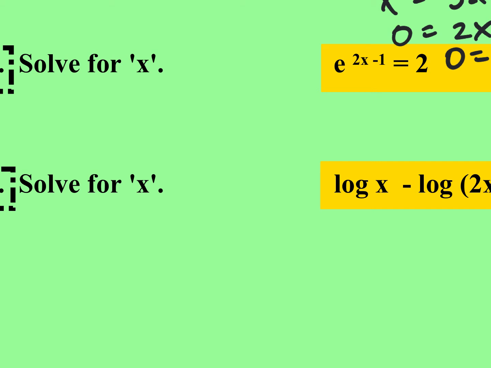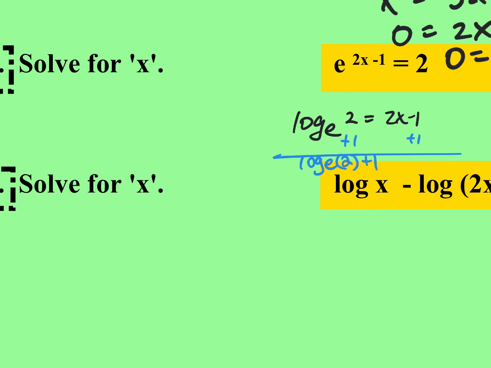And so this is log base e of 2 equals 2x minus 1. You get what happened there? Is x alone yet? Then I've got to add 1 to both sides. This is a really important moment. A large number of people would think this is log base e of 3 now, but it's not. It's log base e of 2 plus 1. That's different? Yes, it is.